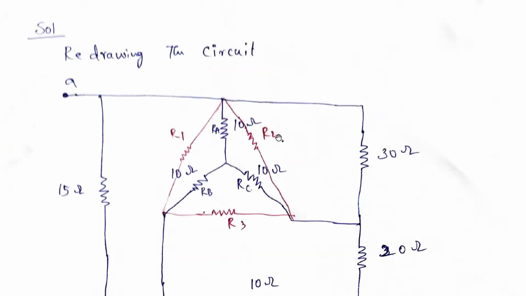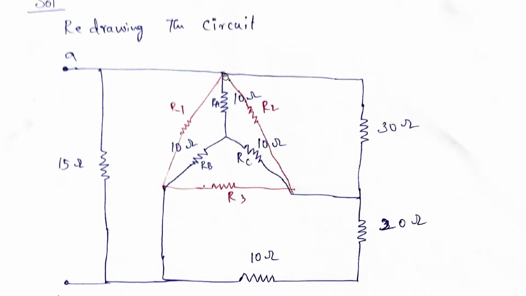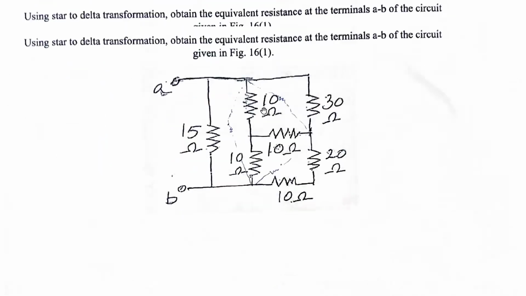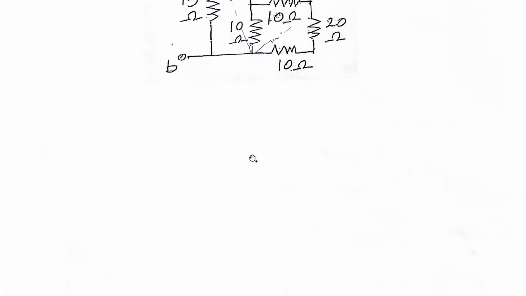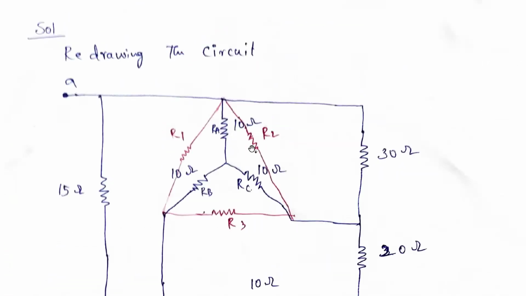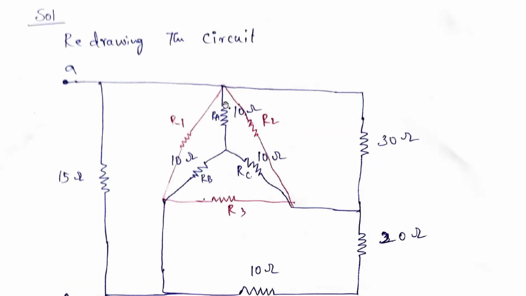Here, if you see, I have drawn this particular 10 ohms. Here 10 ohms is there, here 10 ohms is there, this 10 ohms is there. This 10 ohms I'm drawing in the star format such that we can convert that into delta transformation. While redrawing the circuit, this is the 10 ohms. Here also I have connected 10 ohms. Here also I have connected 10 ohms.